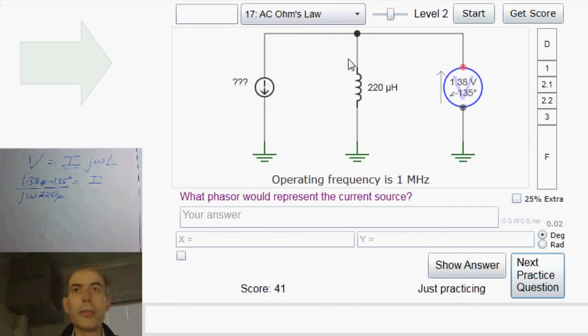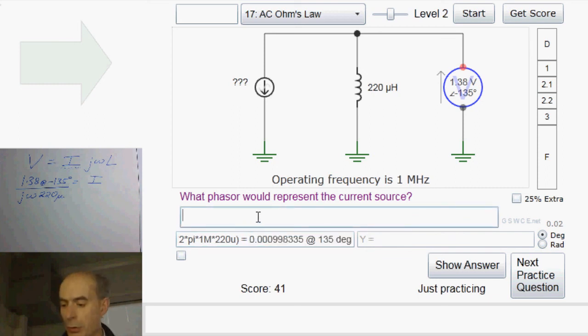And I could work that out, and that would give me 1.38 at minus 135 degrees divided by j times 2 times pi times 1 megahertz times 220 microhenries. And that should be my answer. Just either paste that up into here or just say X.